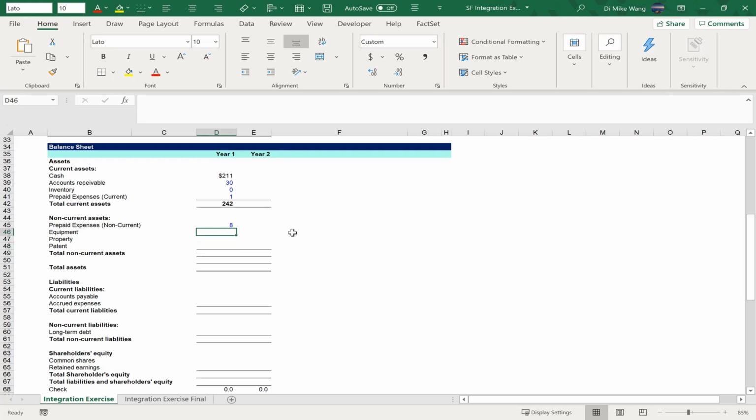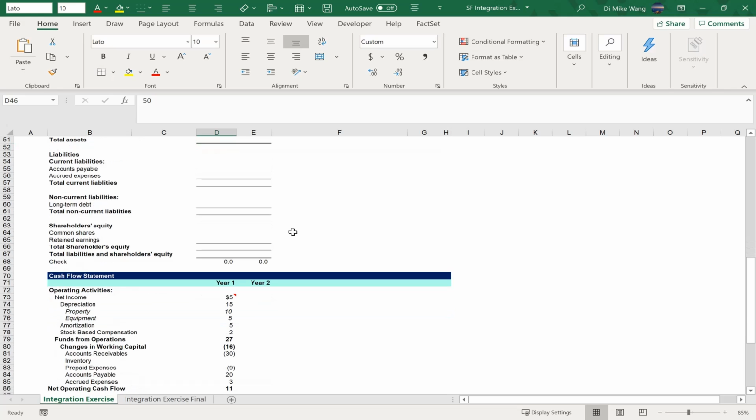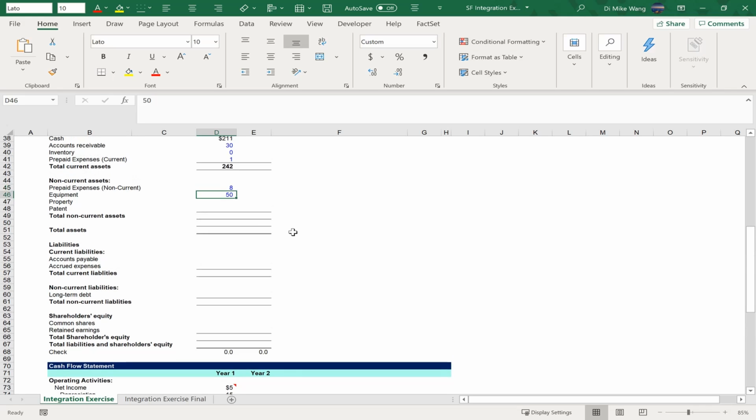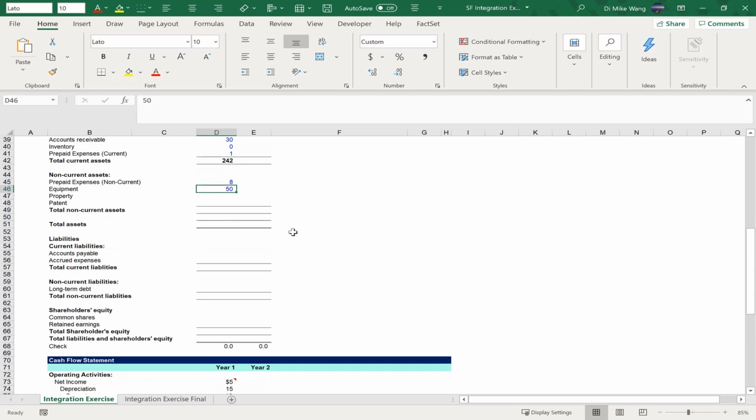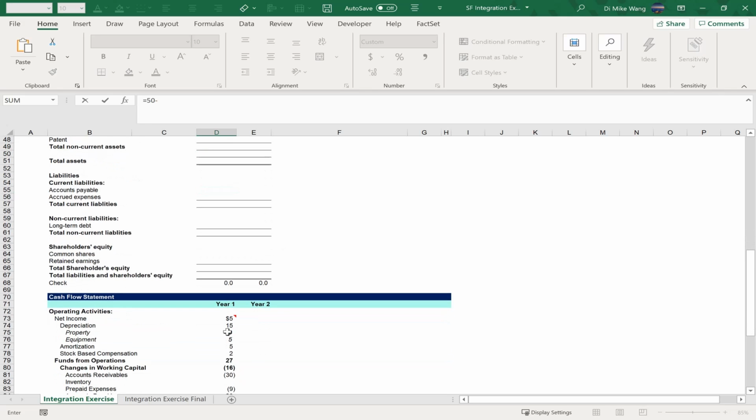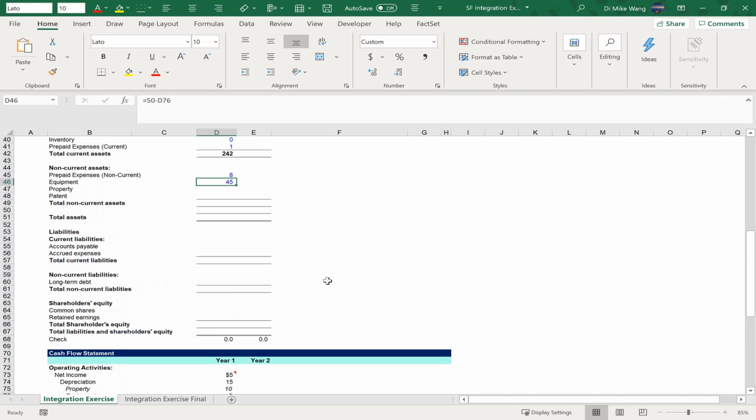Okay, so our equipment, we have $50, but since we actually depreciated a good portion of that, so we depreciated $50 divided by 10, which is 5. So what we're actually going to do to make our lives easier and cleaner is to go $50 minus our depreciation amount for equipment, which is 5, and that gets us to 45.